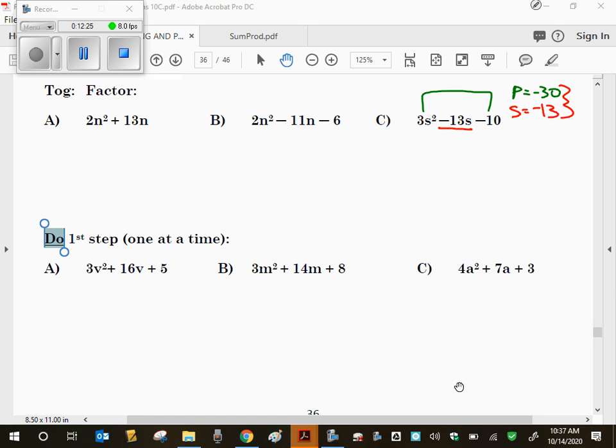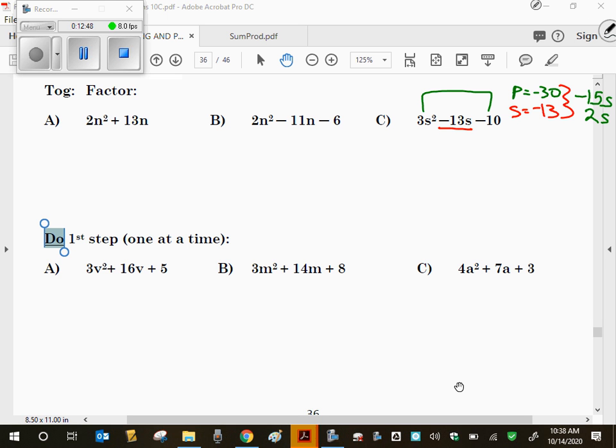There's a couple numbers that look for sure they're going to work, but the signs just don't work no matter what. Anybody find the numbers? What did you get, Anna? Negative 15. Good. So negative 15S and 2S.